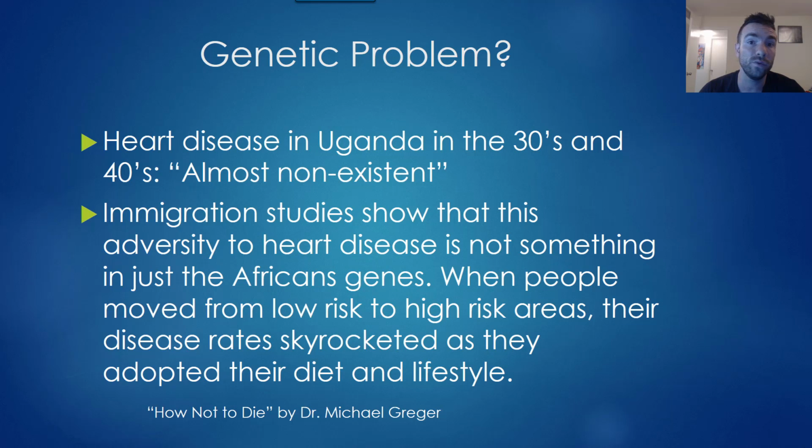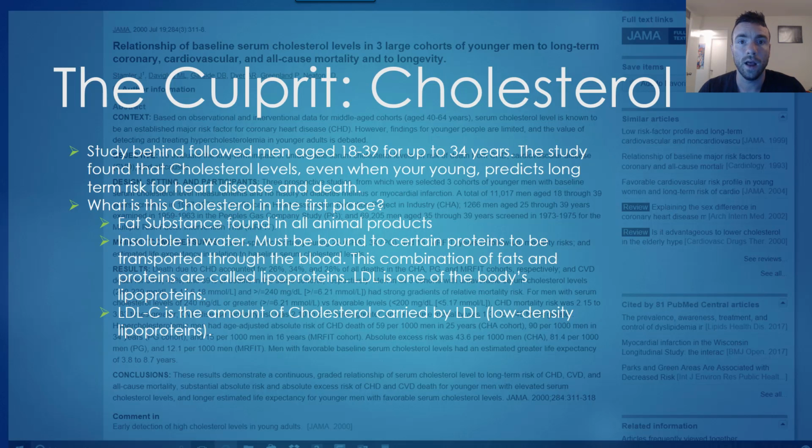So how do you get heart disease is the question. Is it a genetic problem? Well, a study on heart disease in Uganda in the 30s and 40s found that the disease was almost non-existent in the citizens there. Immigration studies show that this adversity to heart disease is not something in just the African genes. When people move from low risk to high risk areas, their disease rates skyrocketed as they adopted their diet and lifestyle. The culprit is cholesterol.